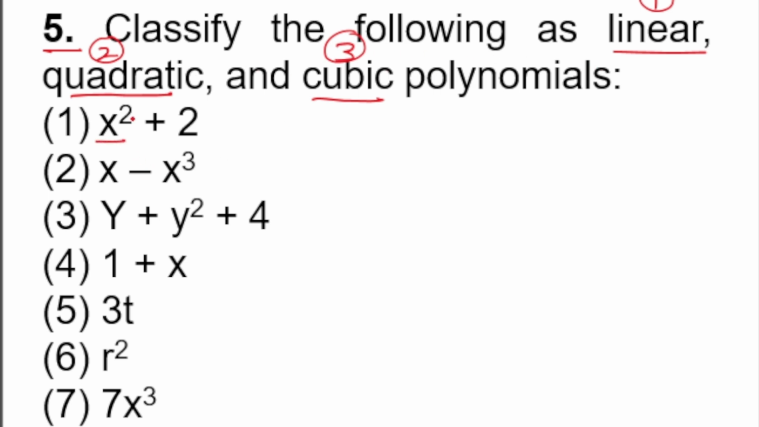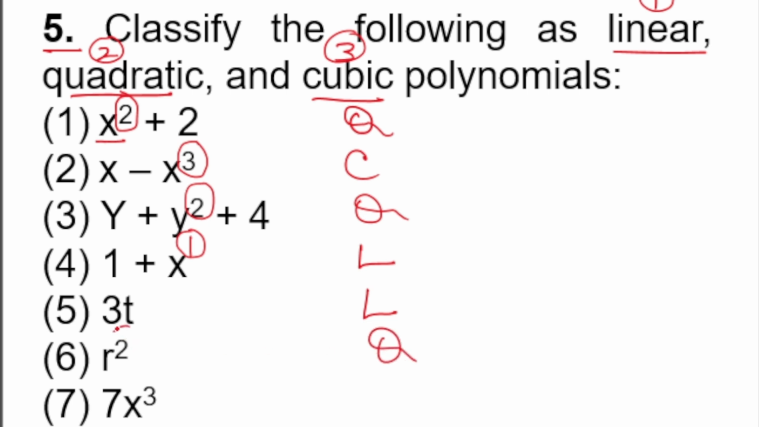So in this case, as we observe, the highest power is 2. Therefore, it will be a quadratic polynomial. In this case, it is 3. Therefore, it will be a cubic polynomial. In this case, the highest power is 2. Again, it is quadratic. Here, the highest power is 1. So this will be linear. In this case also, it is linear. This is quadratic, as it is 2. And this is 3, so it will be cubic. So these are the answers: quadratic, cubic, quadratic, linear, linear, quadratic, cubic, right?